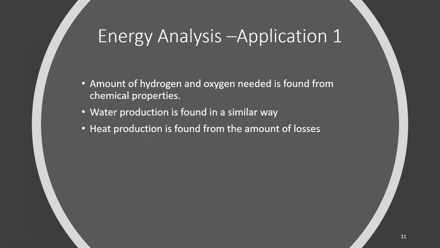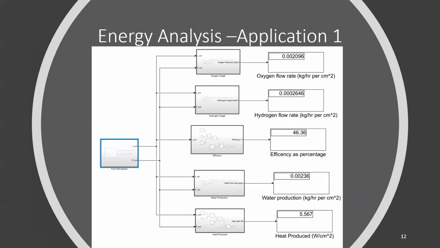Okay. And then for energy analysis, the amount of hydrogen and oxygen needed is found from chemical properties. Water production is found in a similar way, and heat production is found from the amount of losses. The amount of energy that we didn't get to use is the amount of energy that was put into heat. So, and then here's some of our results from that.